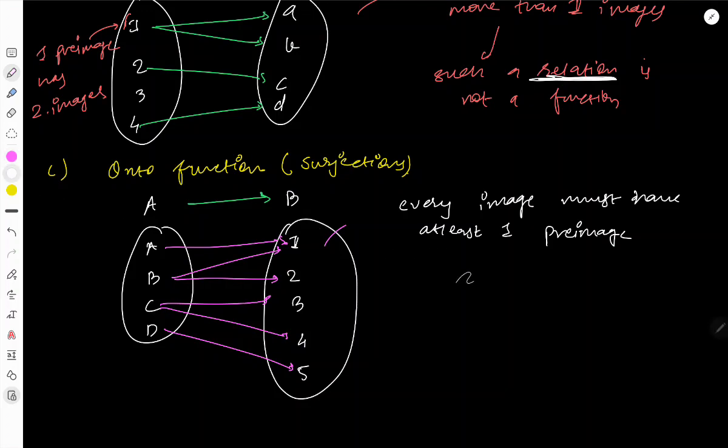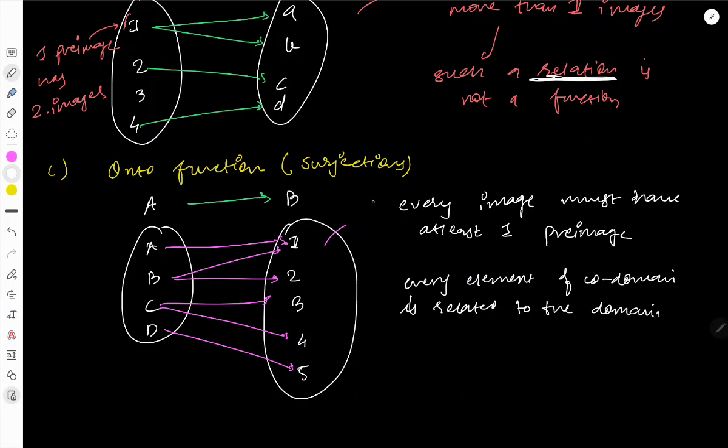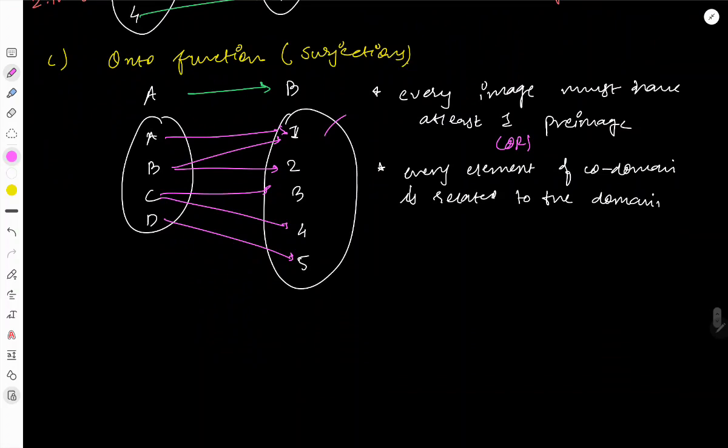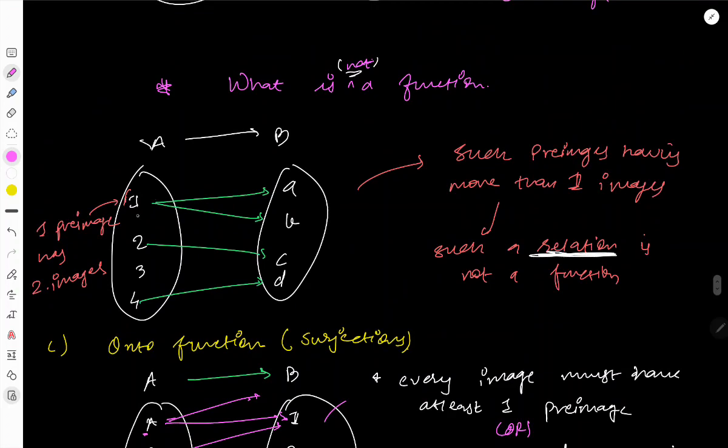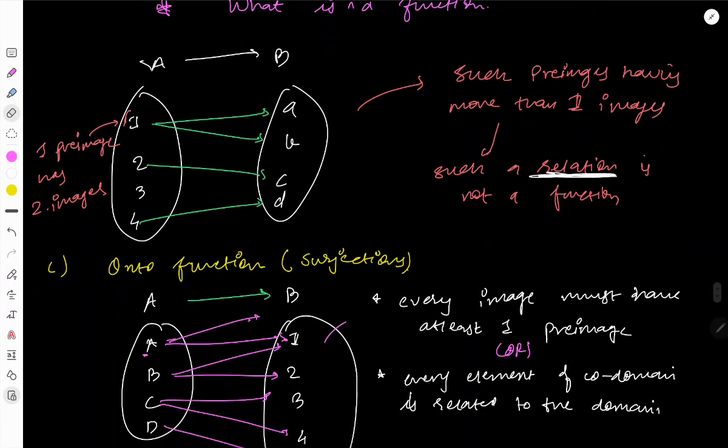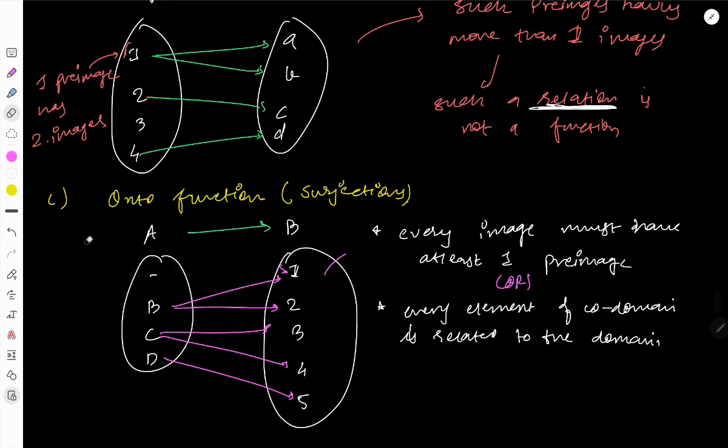We can also write it like this. Every element of codomain is related to the domain. I'll write an or in between. Both the statements mean the same thing, but it can't be that one pre-image has two images, because it would violate the definition of being a function that we discussed over here. So I'll remove this arrow and I'll quickly draw this up.